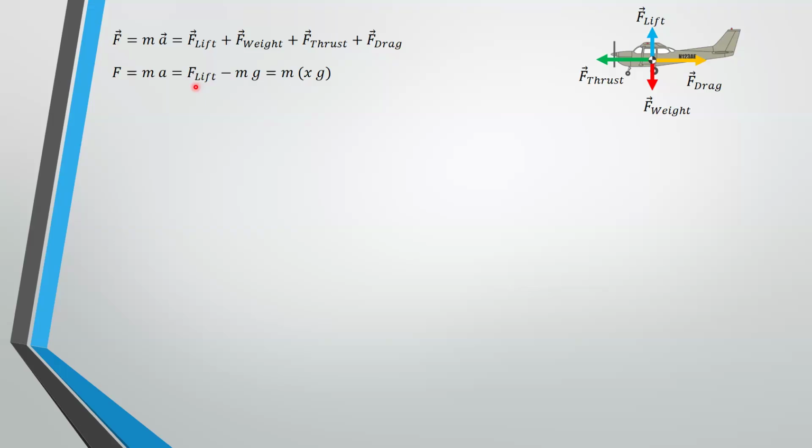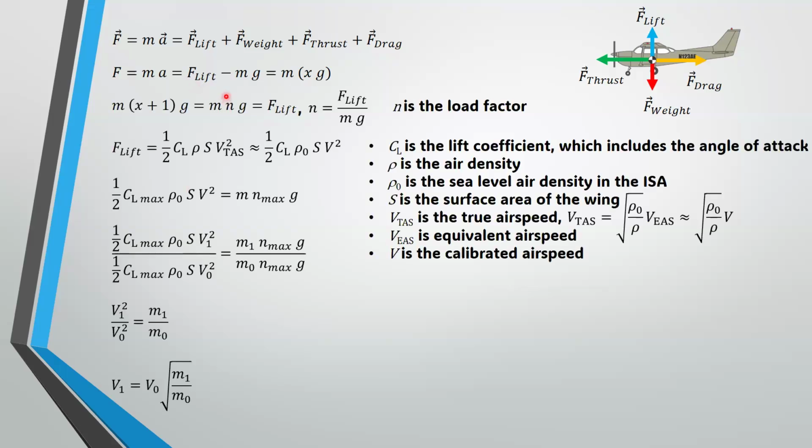We can also move everything containing weight to one side. And we can say that the total acceleration that the airplane experiences can be described as n g units, where n is the load factor and g is the acceleration in free fall. I will not go through the whole process, but I want to point out several things. The load factor is actually equal to the force of lift divided by weight.